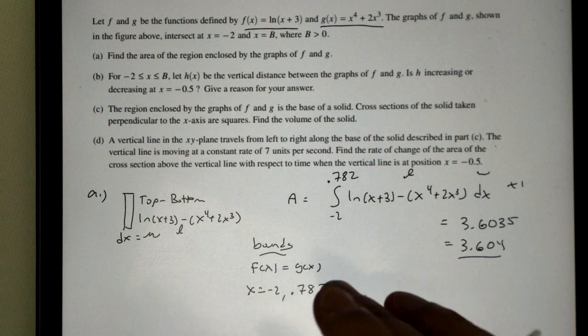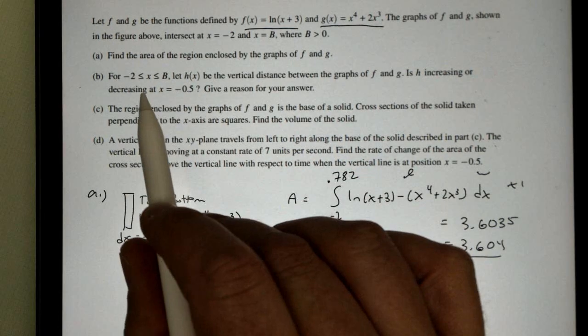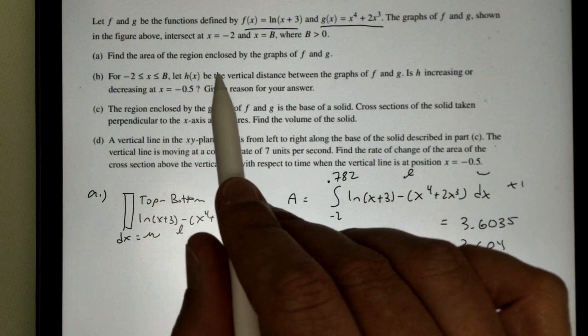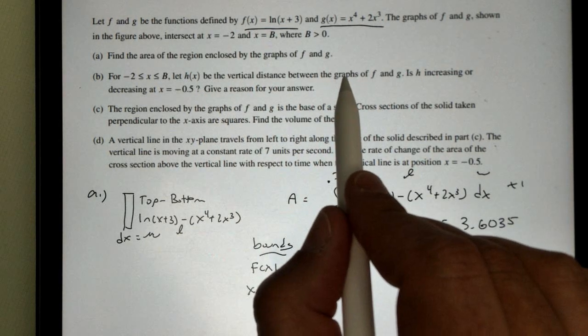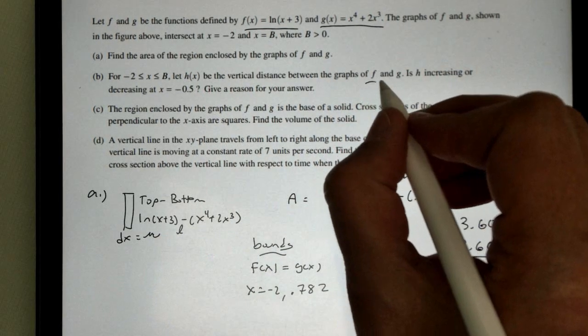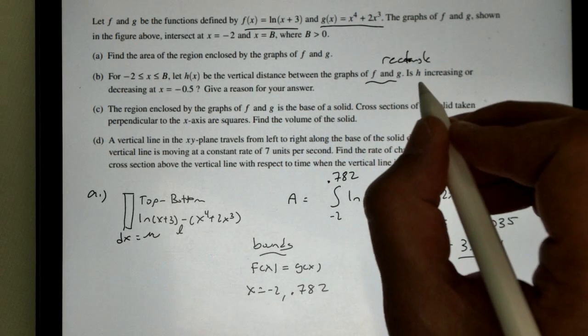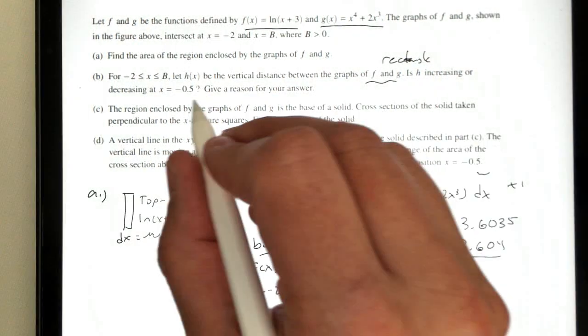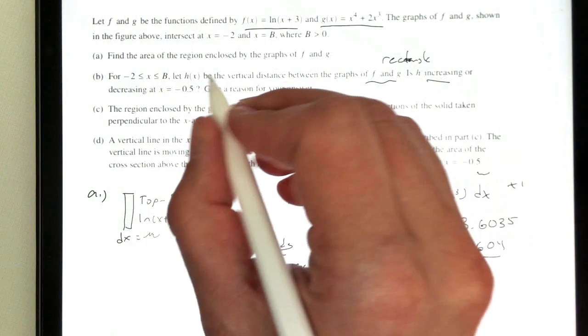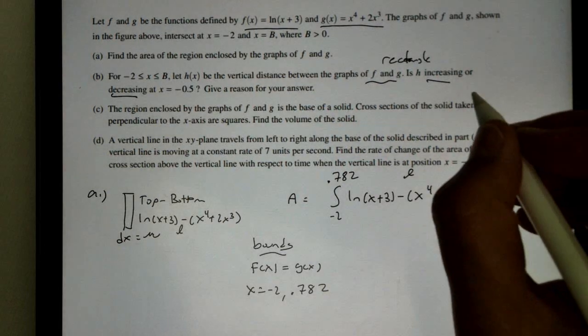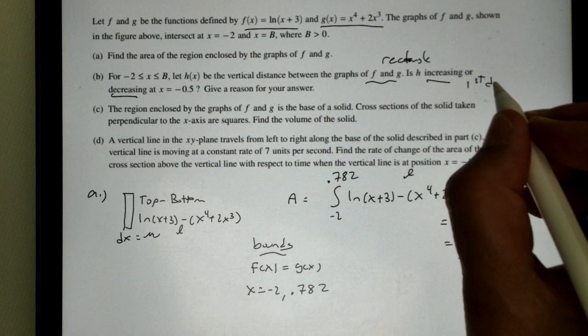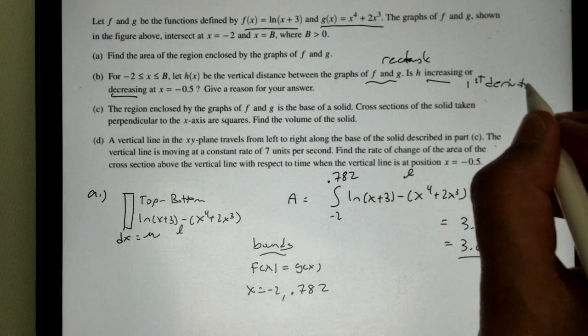All right. Now for part B, it says between -2 and b, let h of x be the vertical distance between the graphs. We already got that. That is our rectangle of math. Is the height h increasing or decreasing? This sounds like, to me, a first derivative. And that's exactly what we're going to do here.